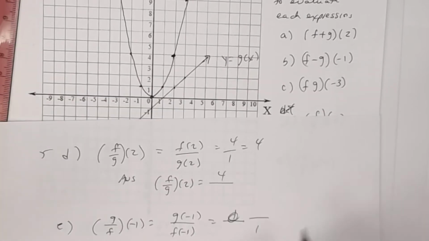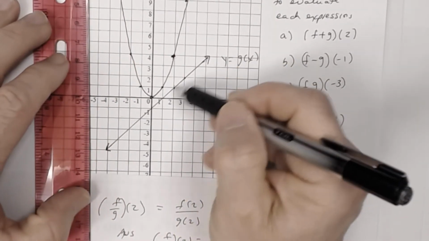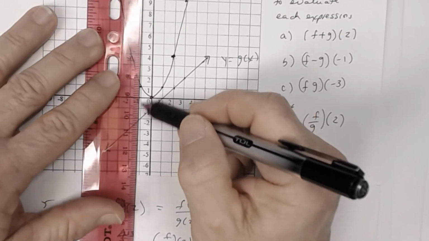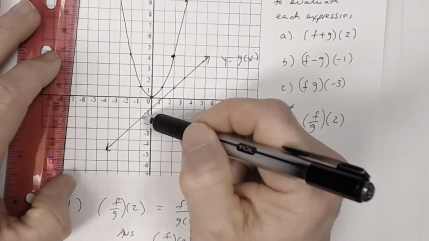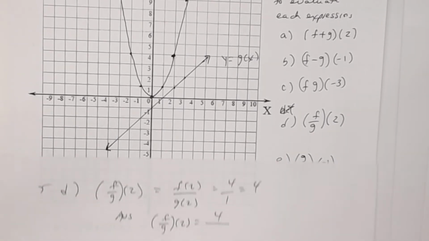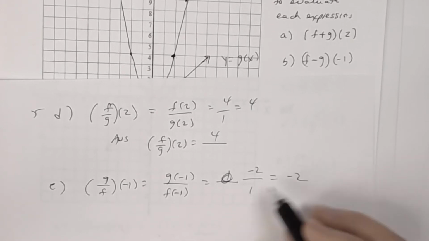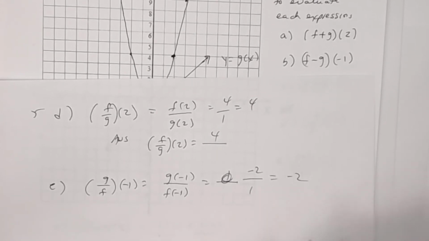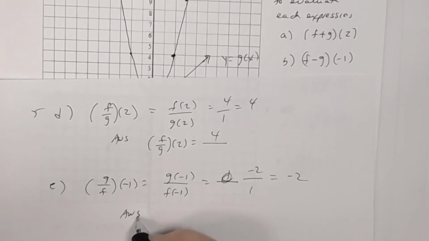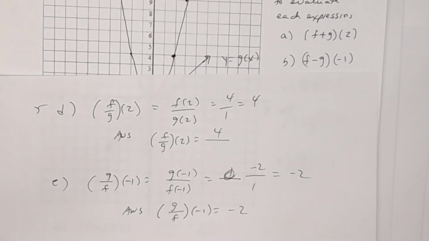G of negative 1 we found to be, here's G right here. So when x is negative 1, your y value is negative 2. So G of negative 1 is negative 2, and that simplifies to negative 2. If you can simplify it, you go ahead and simplify it. If you can reduce it, you reduce it. So your answer is g divided by f at negative 1 is negative 2. Okay? All right, let's look at another graph.